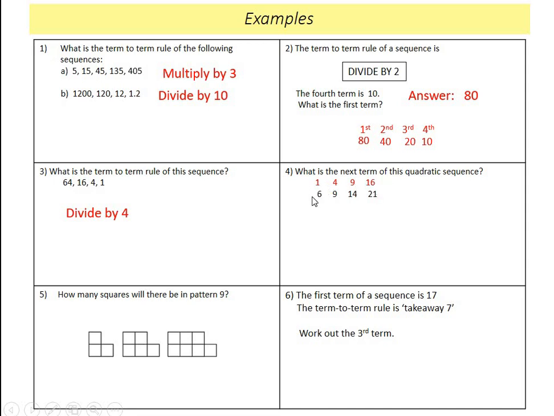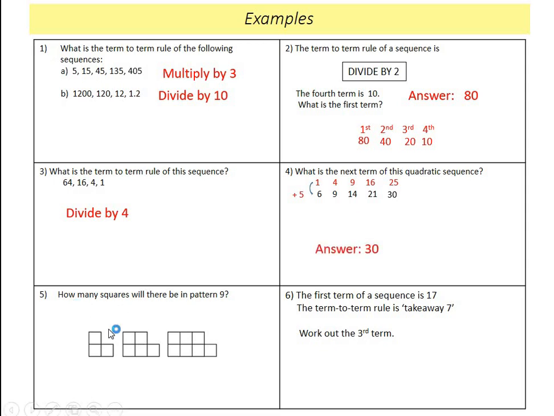I then need to have a look and see how do I get from the top row to the bottom row. Well, in this case I can see that I could add 5. 1 add 5 is 6, 4 add 5 is 9, 9 add 5 is 14, 16 add 5 is 21. So what I need to do to find the next term in the sequence is have a look at the next square number, which is 25, and then add 5 to it, which gives me 30.